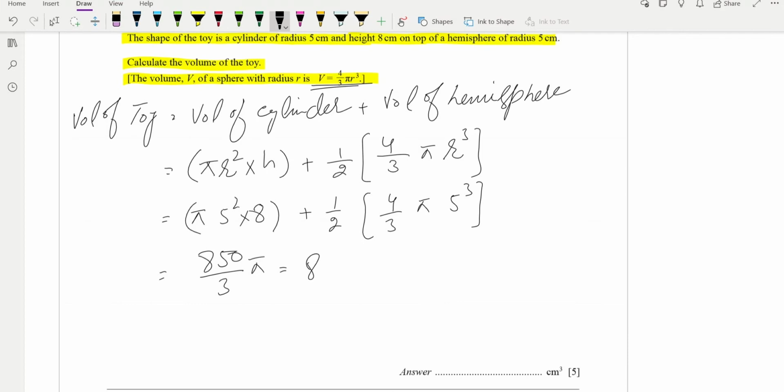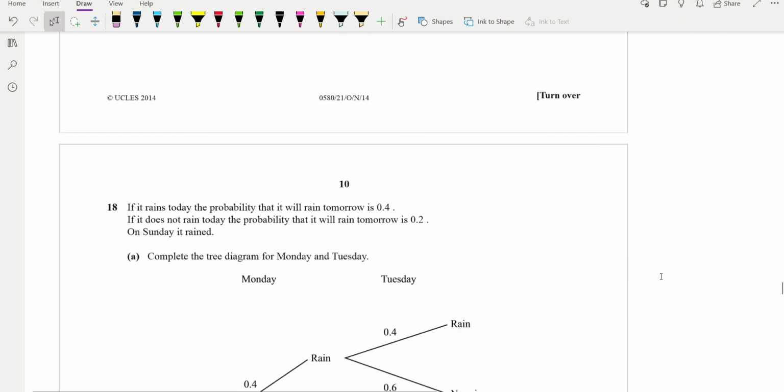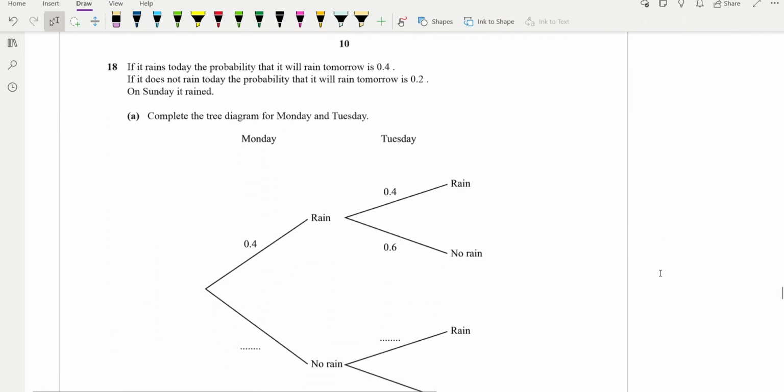890.1179. So 890.1179, approximately we can write 890.12. This will be our final answer, or we can write 890 in centimeter cube. This is done. Now question number 18.